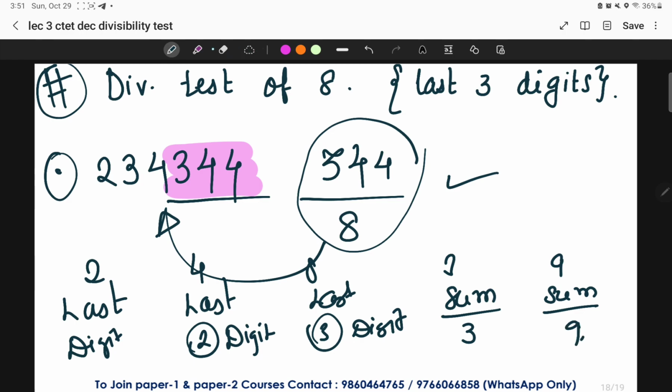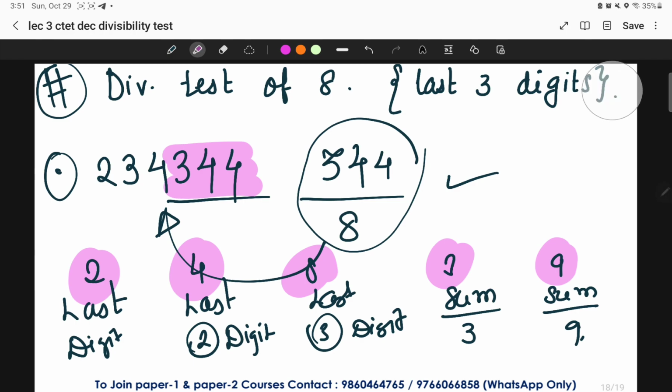Till now we have studied the divisibility tests of 2, 4, 8, 3 and 9. You just have to remember them in a proper way. In the divisibility test of 8, you just have to focus on the last three digits of a given number, and if the last three digits are divisible by 8, then the original number will also be divisible by 8.